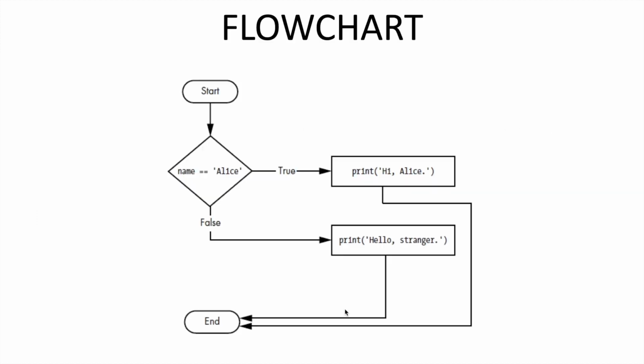Okay. So this is the flowchart. You can see, it will start. First it will check whether the name is equal to Alice. If it is true, print Hi Alice. So if the condition is true, it will print Hi Alice. After printing, it will come to an end. But assume that name is not equal to Alice, so the condition is false. So it will print hello stranger. Then it will come out. Instead of directly coming out, the else part will print the message and it will come out. Okay, so this is the simple flowchart.